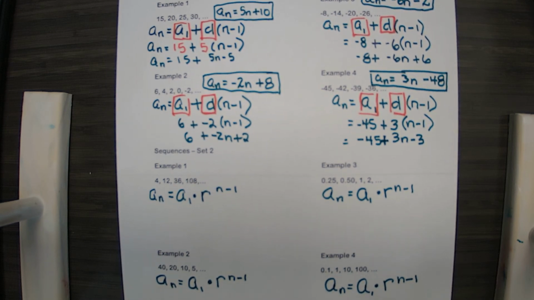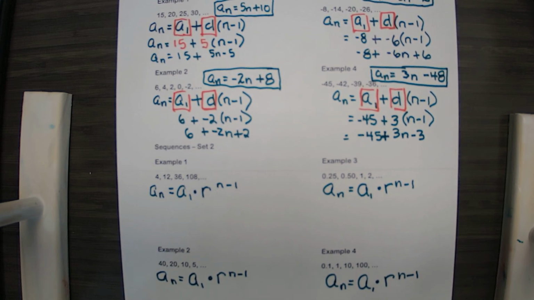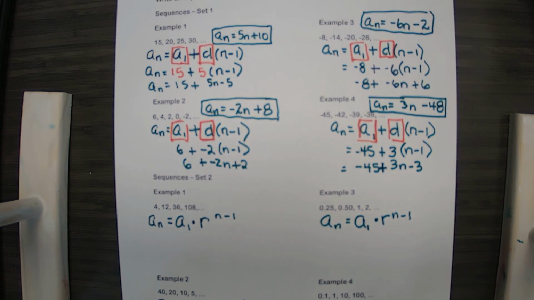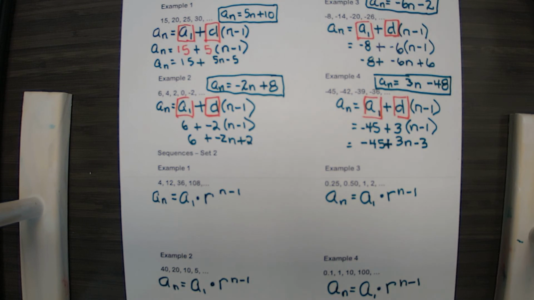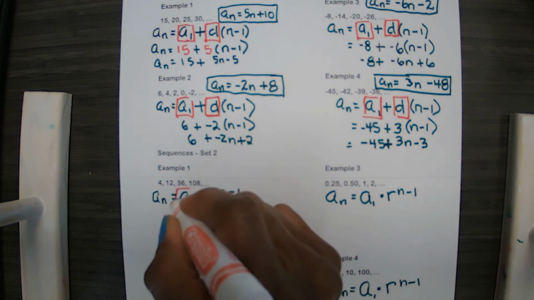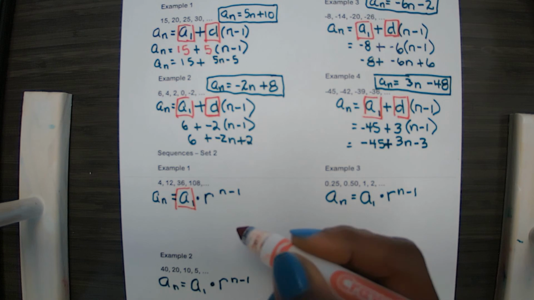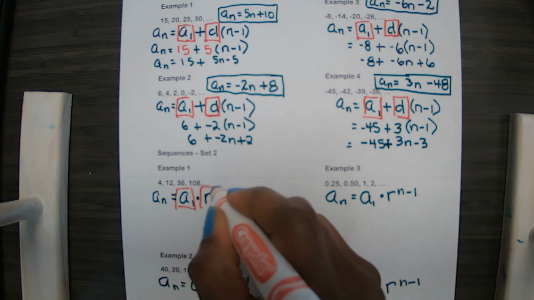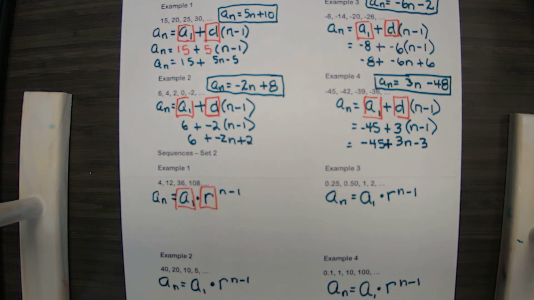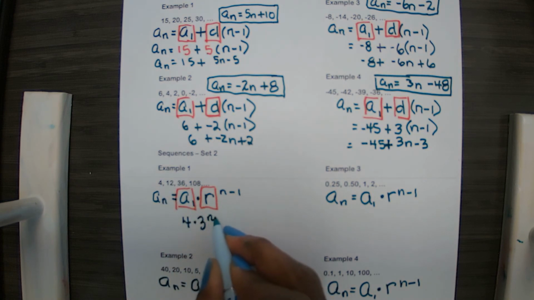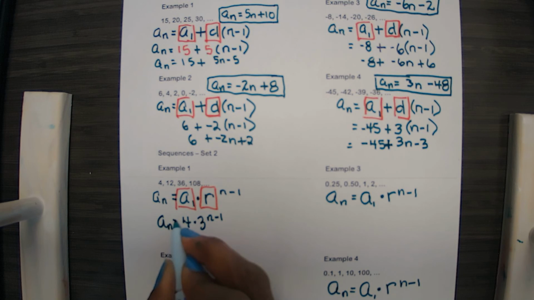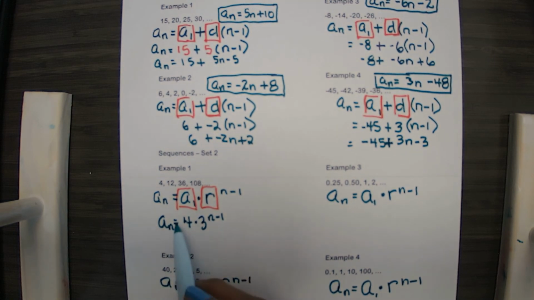I've already written out the form that you need, and so we are now going to write the explicit rules for our geometric sequences. And these are even easier because what you're looking for, a sub 1, you want to tell me what the first term is and what the common ratio is. That's it. The first term here is 4. Common ratio is 3. I'm multiplying by 3. Done. That's the rule.